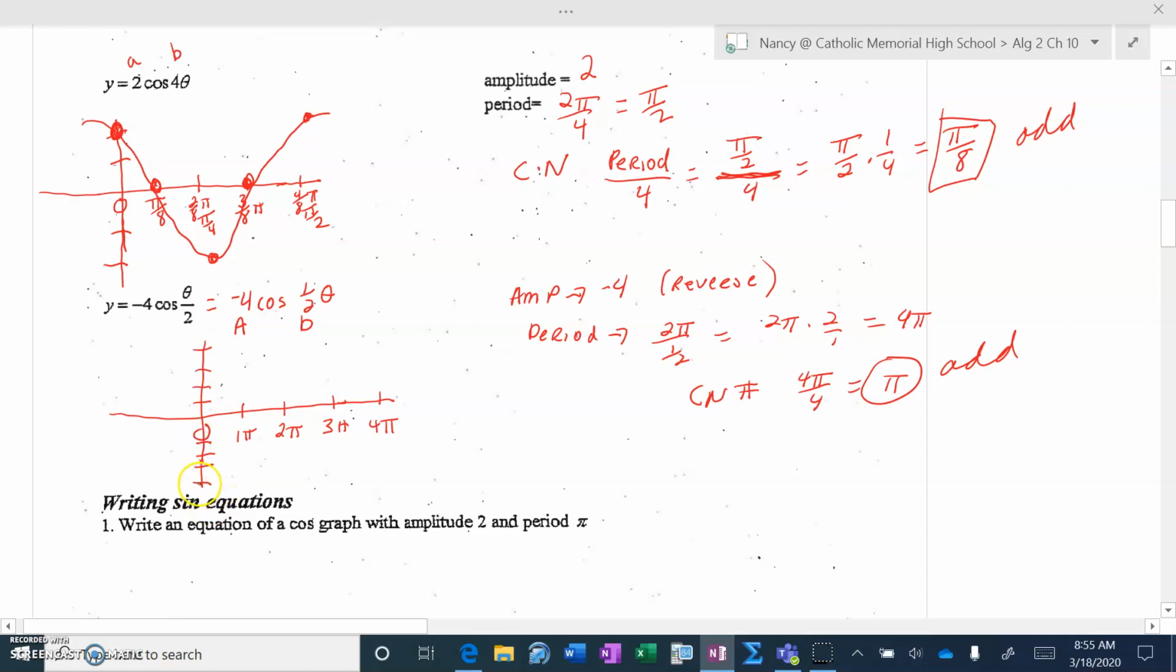And I have a cos graph, reversed, amplitude 4. So at 0, you're going to start at the -4. Then you're going to go to 0. Then you're going to go to +4. Then you're going to go to 0. Then you're going to go back to -4. So it's simply a cos graph flipped upside down.